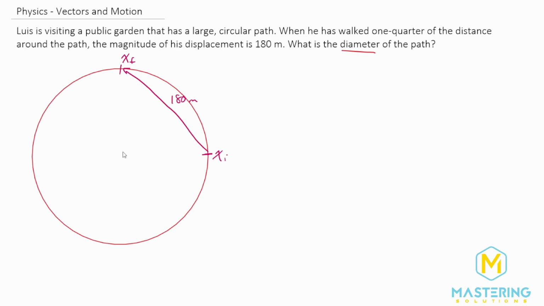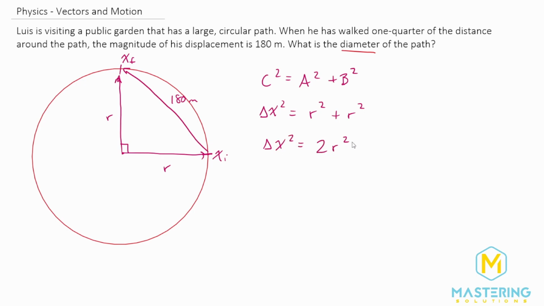So to do that, let's figure out the radius. So we have the radius here and the radius here. So obviously we have a right triangle now. So we can use Pythagorean's theorem here, which says that c squared is equal to a squared plus b squared. But before we put in any numbers, let's just plug in the variables. So instead of saying 180, let's say that this distance is c for the displacement. So we can also call that delta x is equal to r squared for this leg plus r squared for this other leg. So now we can simplify this expression with delta x squared is equal to 2 times r squared.